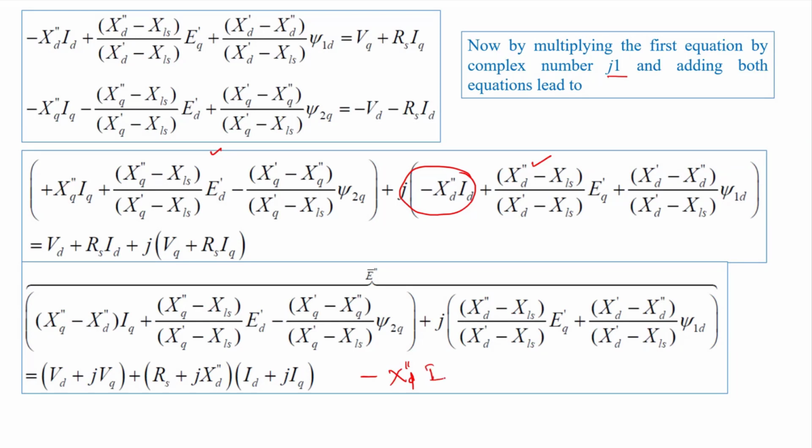xd double dash iq, on both sides, both the left hand side and the right hand side. So on the left hand side we'll get this extra term. Previously it was xq dash iq, and now it is added on both sides. Therefore it will be (xq double dash minus xd double dash) into iq. This is the only extra term we get, and this term is taken to the right hand side. Now just manipulating, we'll get Vd + jVq, Rs + jxd double dash, id + jiq.